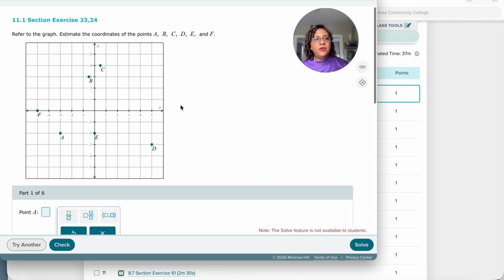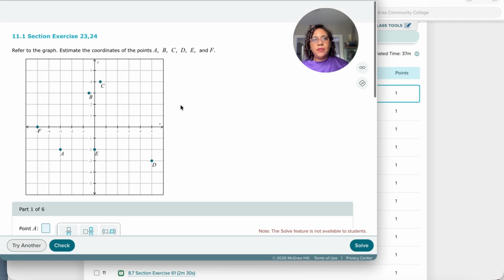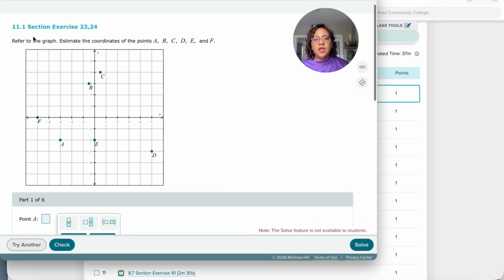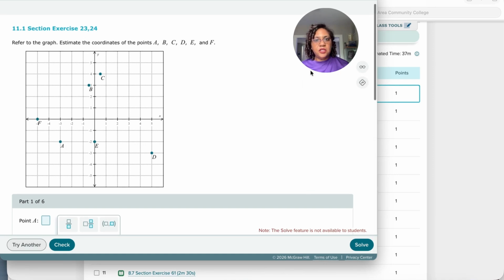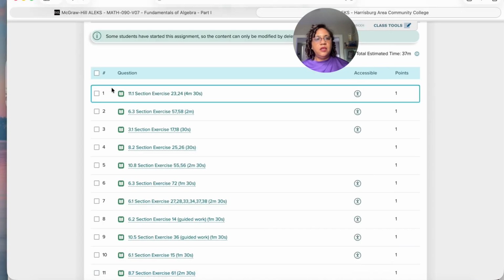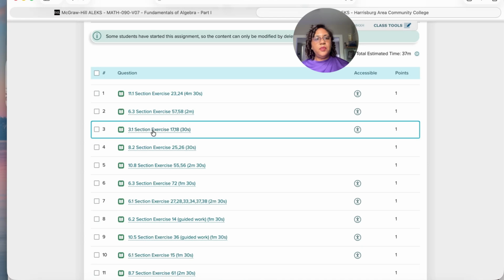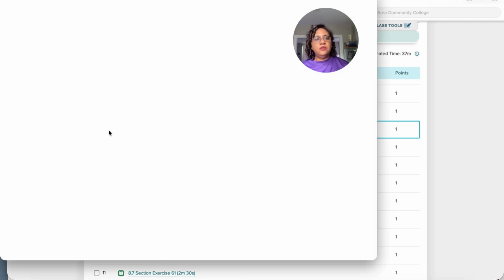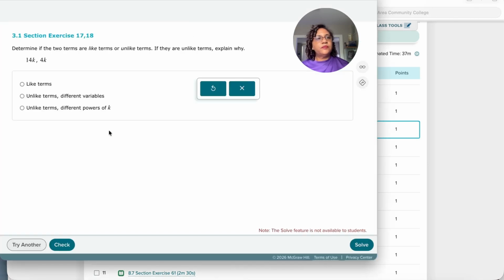So it's all about graphing. You had homework problems on that one. You can also click the explanation to see what is in section 11.1. There's a guided solution here, so just go through that. That should be something that's really simple. Let's look at 3.1. Like terms, shouldn't have any problem doing that.